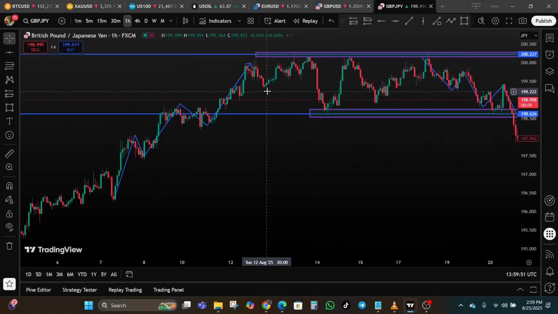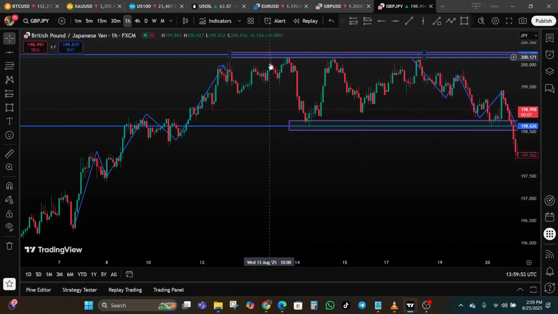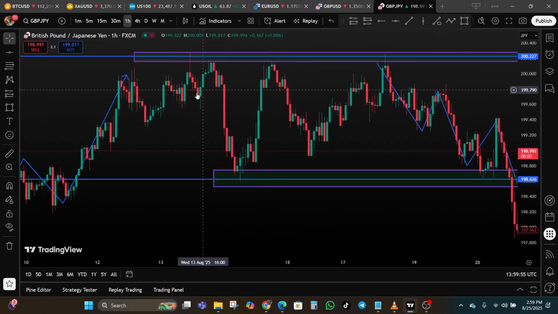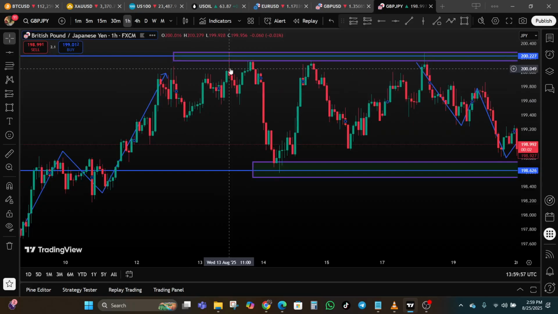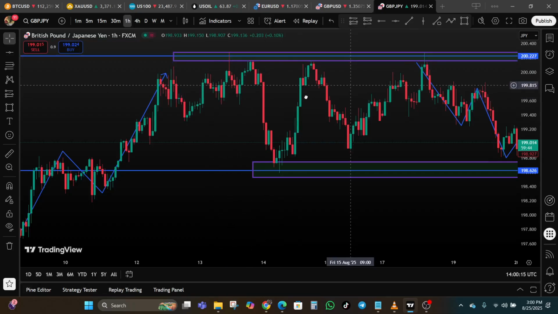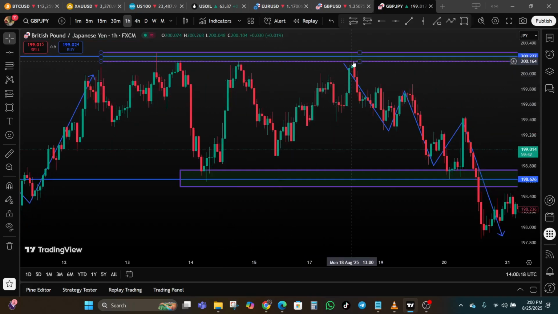Take for instance here, we had price come to test this resistance. If you look closely, you'll see that we had a rejection wick around here. And you remember that a rejection wick is a sign that price is about to reverse. The bears are rejecting this zone. The bears are trying to gain control, showing that this zone is being respected. And you can see here again, we had a rejection wick. So a rejection wick is one of the signs to look out for around the resistance or around a support zone.